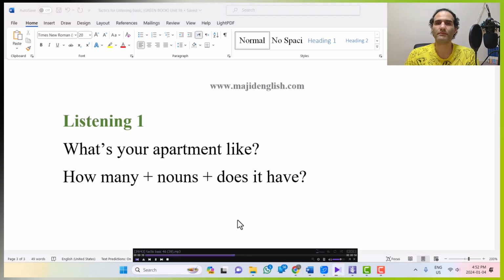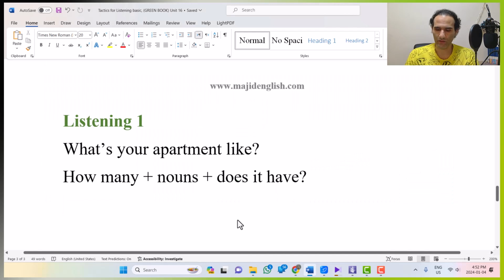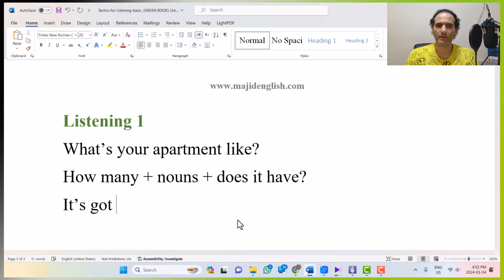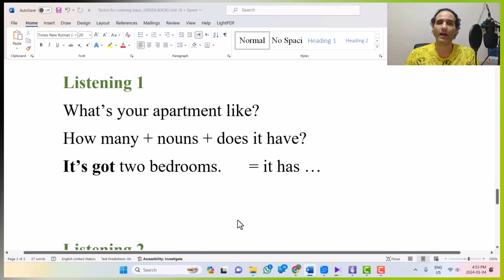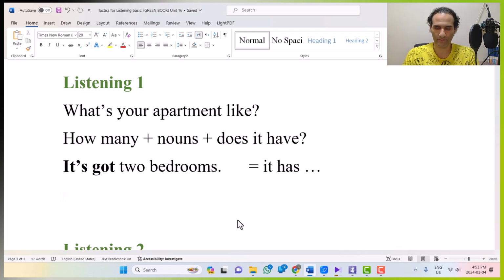Okay? Lots. It's got 2 bedrooms. So, how many rooms does it have? It's got. What does it mean? It's got 2 bedrooms means it has 2 bedrooms. It's got means it has. Even you can use it for yourself. Instead of saying I have a new phone, I got a new phone. Or I've got a new phone.